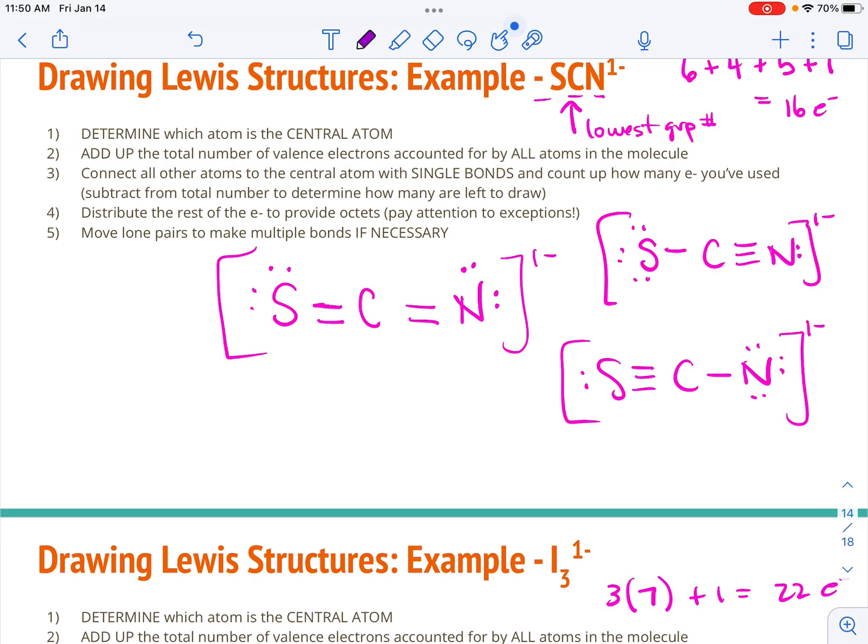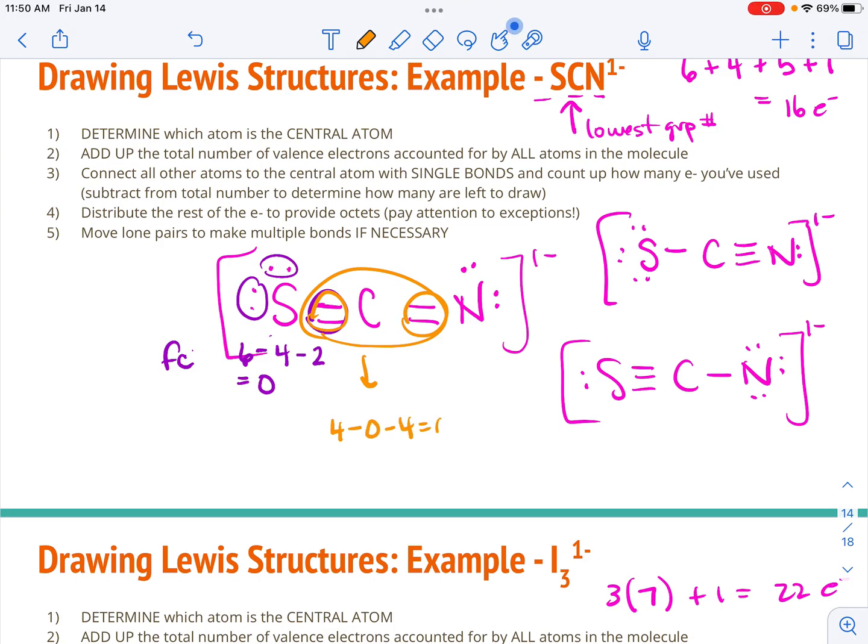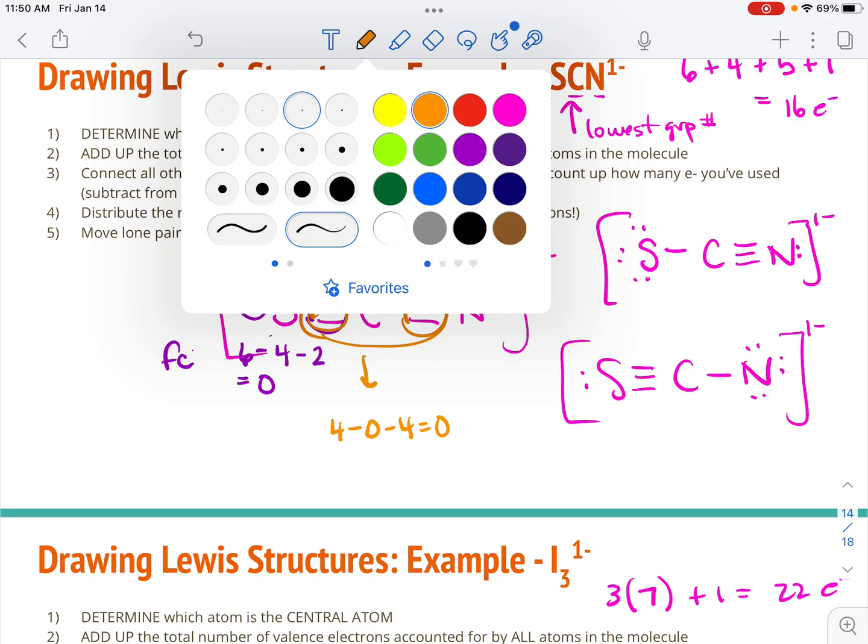Okay, so we're going to do them individually. So for sulfur in this structure, the sulfur is group 6, so it has 6 valence electrons, minus dots, so there are 4 dots, minus dashes, there are 2 dashes, which means the formal charge on the sulfur in this case is 0, right? The carbon in this case has 4 valence electrons, and then it would be minus 2, no dots, but 4 dashes, which is also 0.